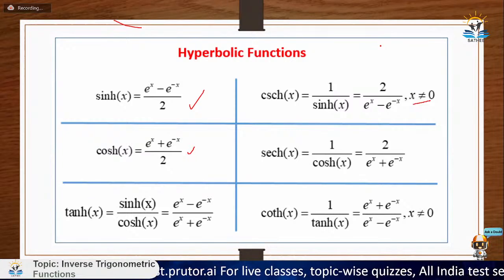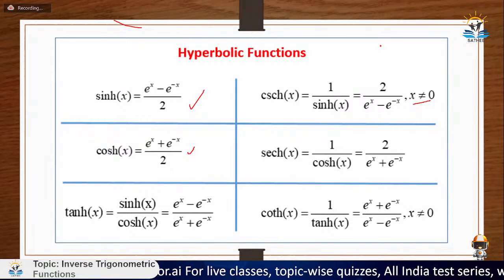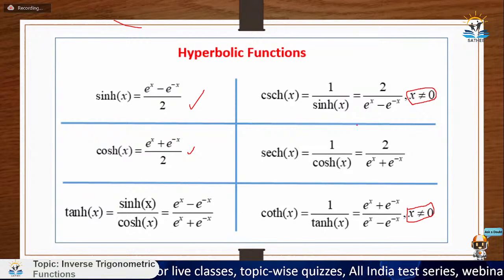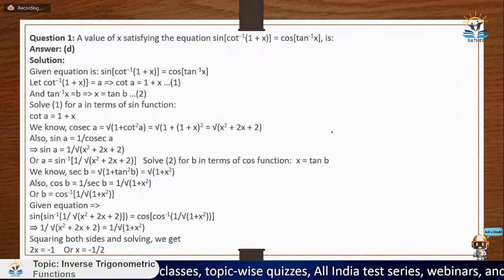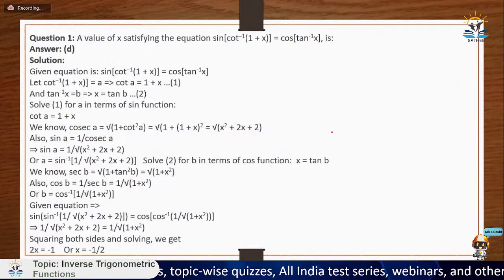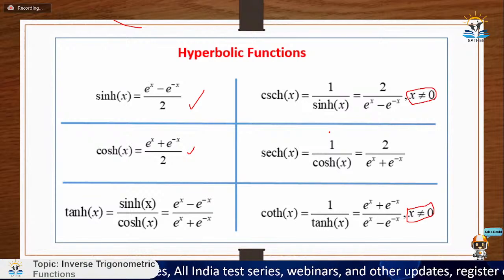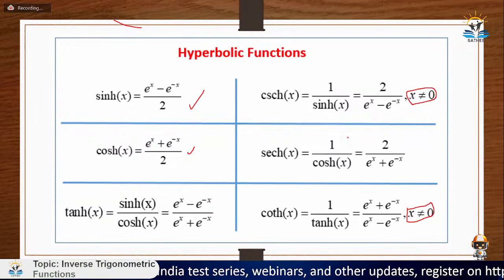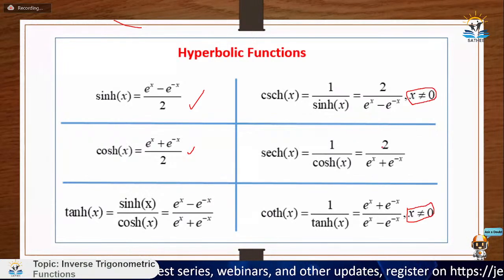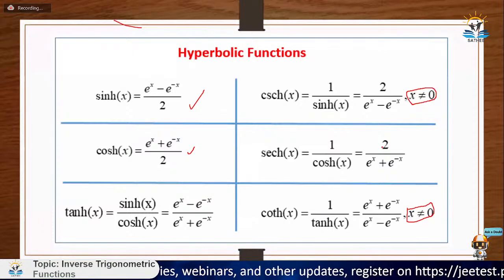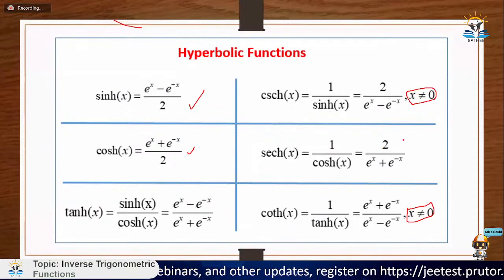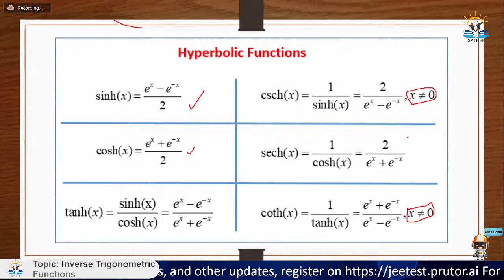We got this thing. So on putting it here, sine and sine inverse will get cancelled out, and we will be left with this thing, that is 1 upon root of x square plus 2x plus 2. Okay. So you will be left with this thing only.